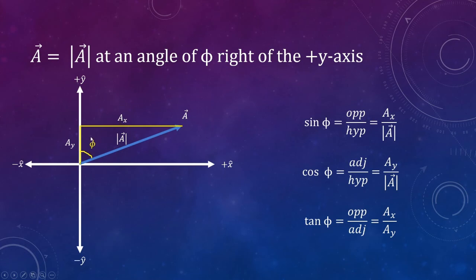and we specify that it's right of the plus y axis, again to avoid any ambiguity as to where this vector and angle are located.